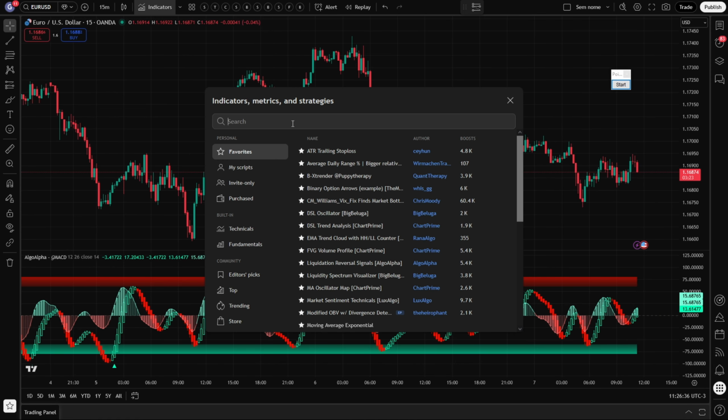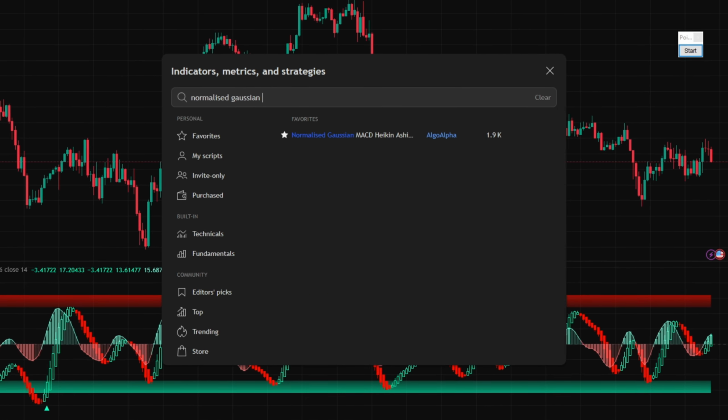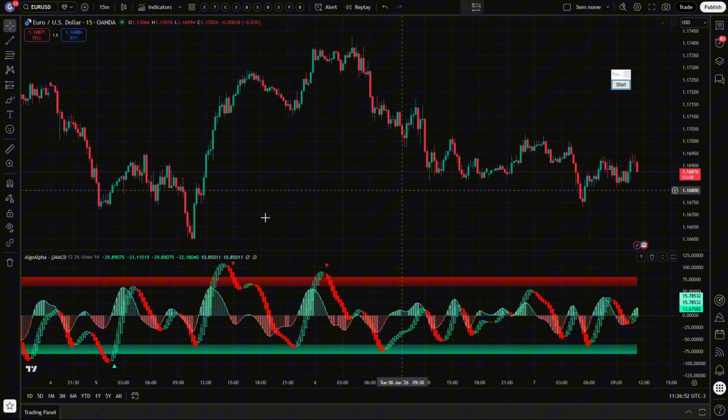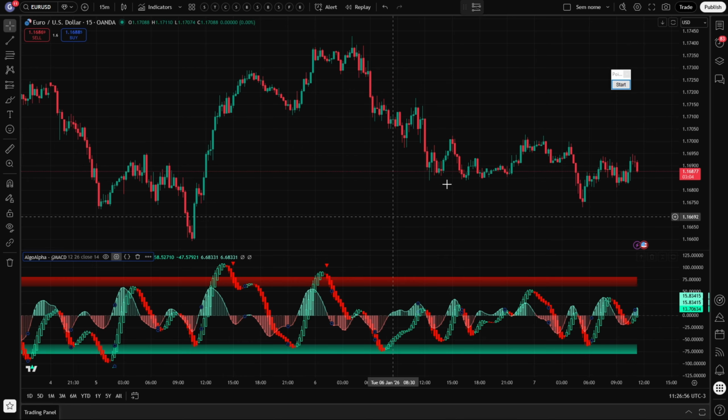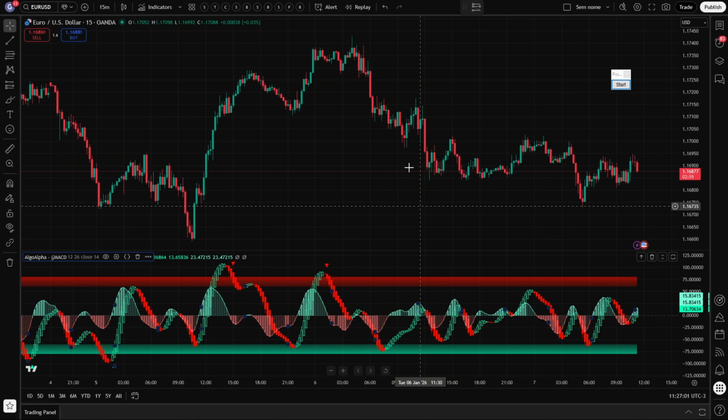I'll navigate to the indicator section and then perform a search for normalized Gaussian. And then the normalized Gaussian MACD Heikin Ashi from Algo Alpha will show up right here. Just click on it and it will appear exactly as it does here on my chart. For its settings, we'll just leave the factory defaults as they are. No need to change anything. You can simply click OK.